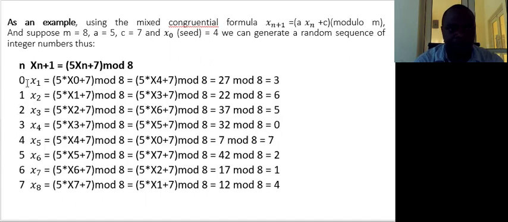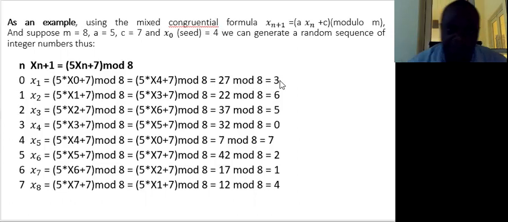Now, firstly, we will compute x1. When n is equal to 0, x n plus 1 will give you x1 equals 5 multiplied by x naught plus 7 mod 8. x naught is equal to 4, so we have 5 multiplied by 4 plus 7 mod 8. So 5 times 4 is going to give us 20, plus 7 gives you 27. 27 mod 8 will be equal to 3.